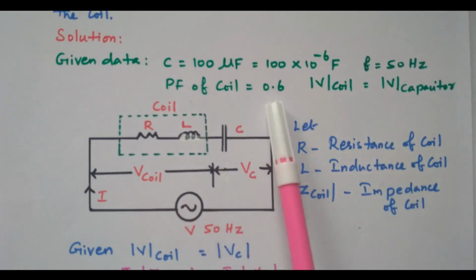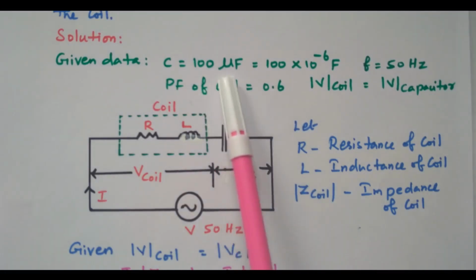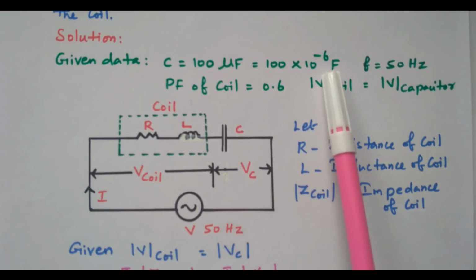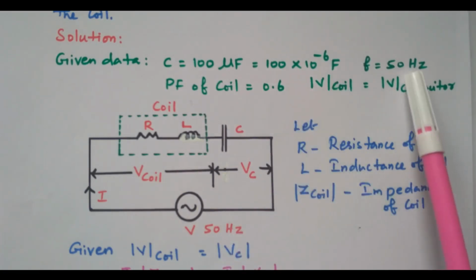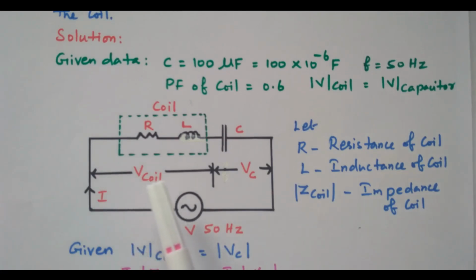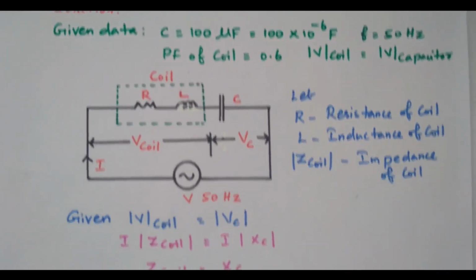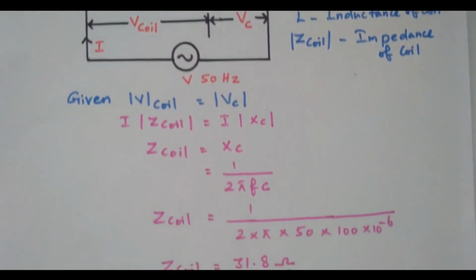And power factor is given as 0.6. The capacitor value is given 100 microfarad, that is 100 into 10 to the power minus 6 farad. The frequency is 50 Hz. So the problem is we need to find the value of resistance R and inductance L. So this R is the resistance of the coil, L is the inductance of the coil, Z coil is nothing but impedance of the coil, total impedance of the coil, right?